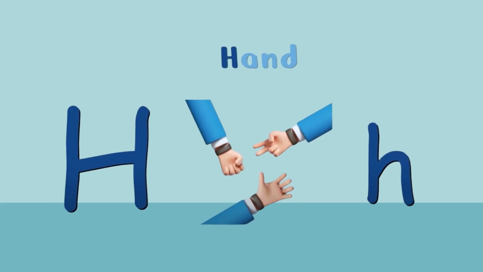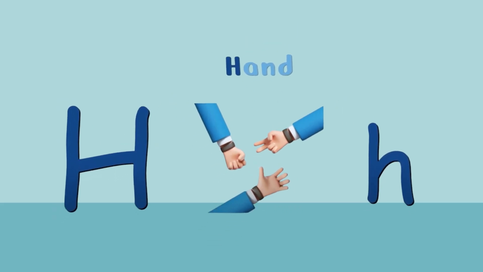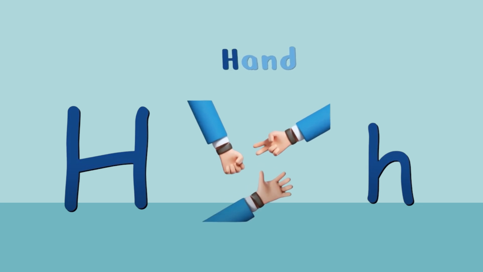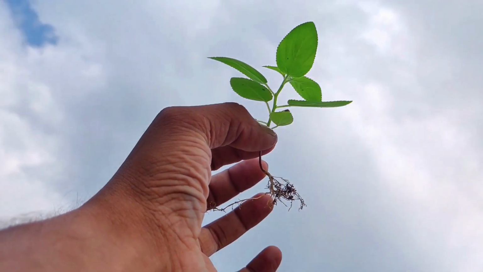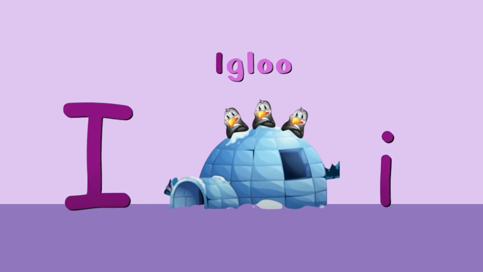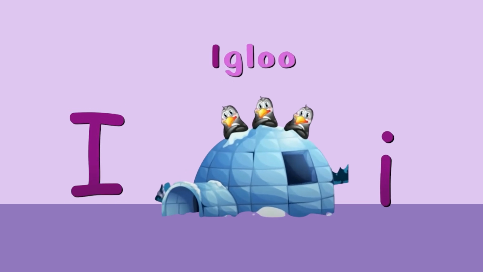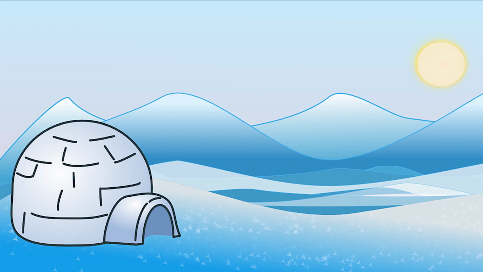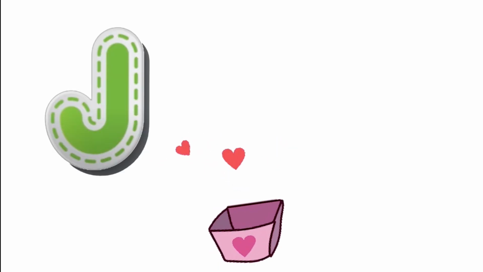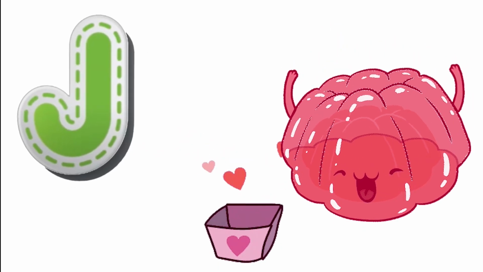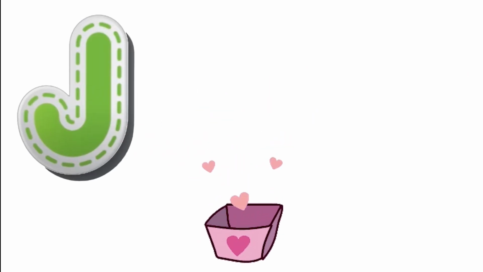H is for hand, hand, hand. I is for igloo, igloo, igloo. J is for jelly, jelly, jelly.